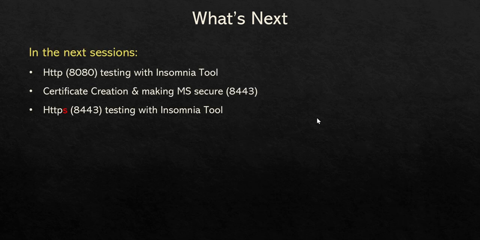So this one will be a short session. I'm concluding here. This is what we are looking forward to next. Using the Insomnia tool, we will be testing the service on 8080, that is, unsecure mode. We will then be creating our own certificate and making the service secure so that we can only hit it on HTTPS port 8443. Then we will use the same Insomnia tool, but this time we will be changing the port and looking at how the service responds.